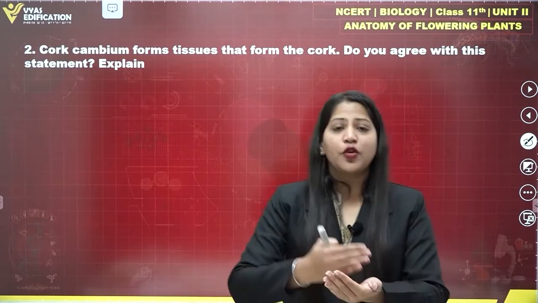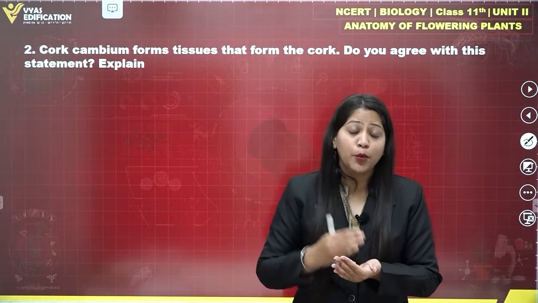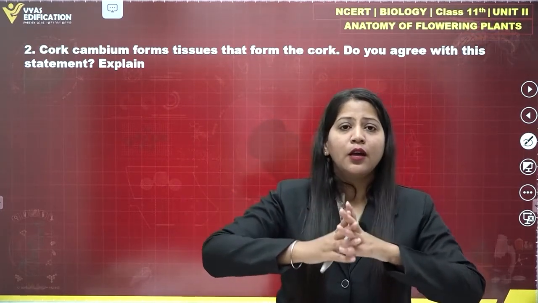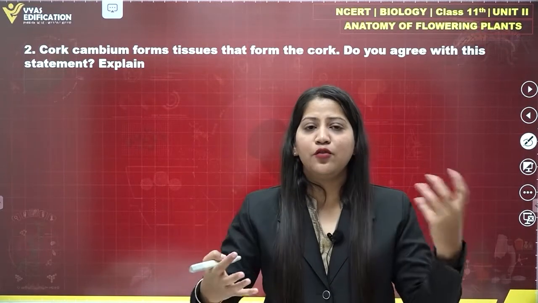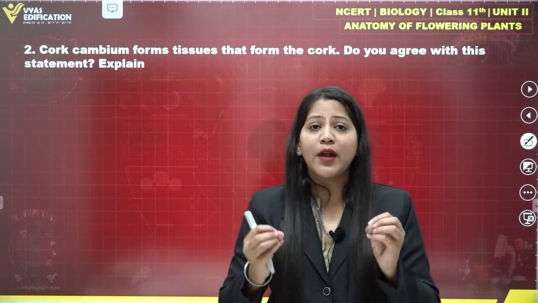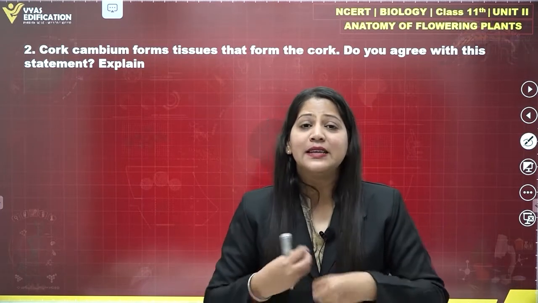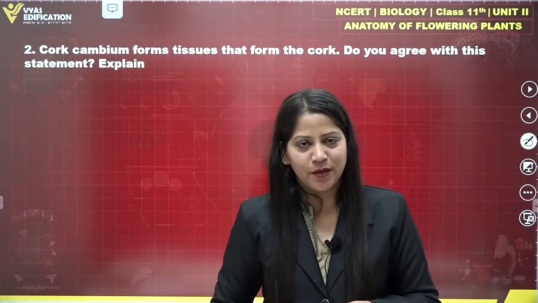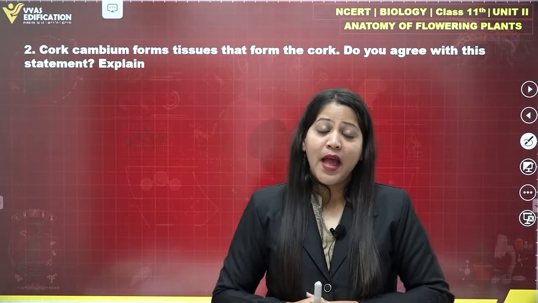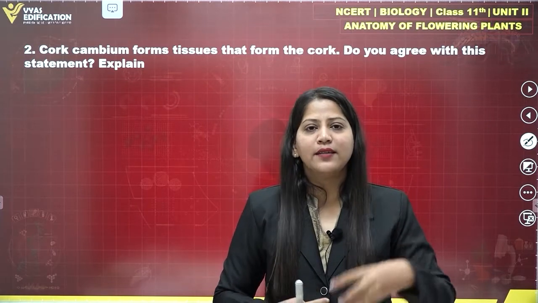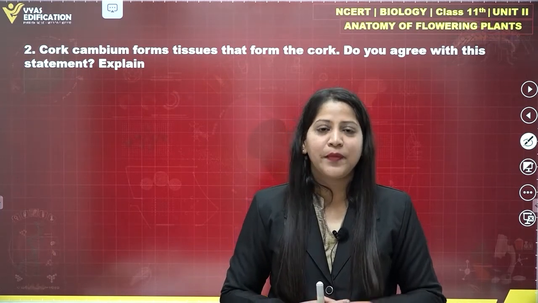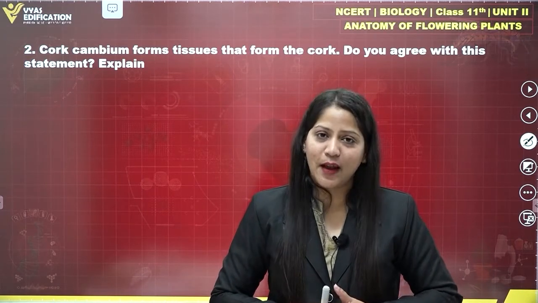Alright, to replace all these broken epidermal cells, for providing protection to the stem and roots from infection, a new thing which is known as cork cambium develops from the cortical region. This cork cambium is also known as phellogen, and this layer is composed of thin-walled rectangular cells.